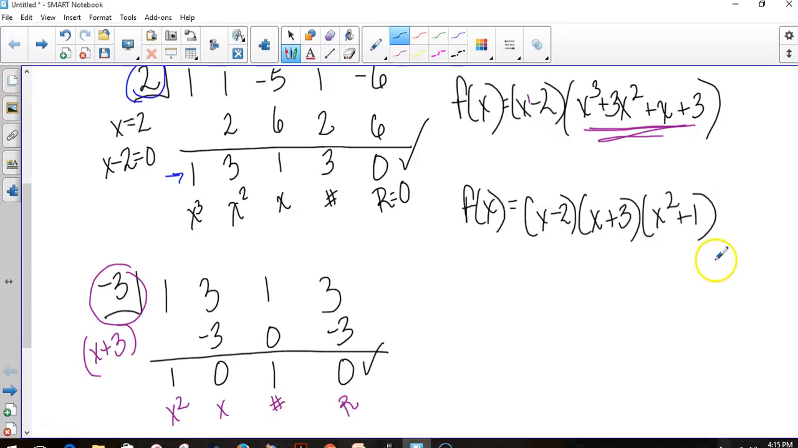Now I can solve this. I can set each piece equal to 0, and I can solve. We already know the first part, that's x equals 2. We already know this part. This is x equals a negative 3. And I can see those on the graph pretty easily. Here are where my other two solutions are hiding.